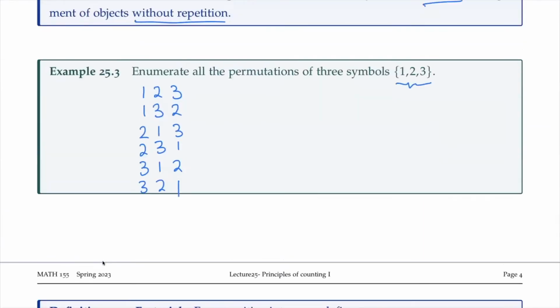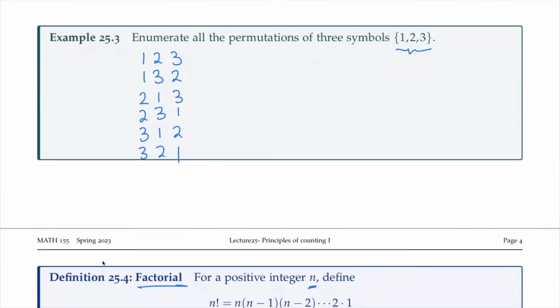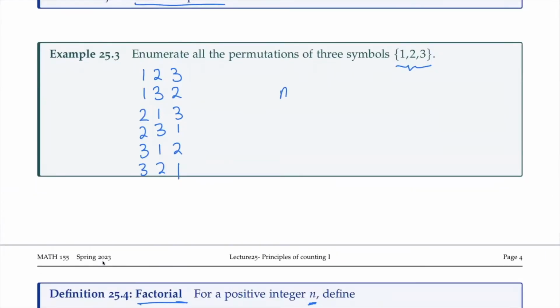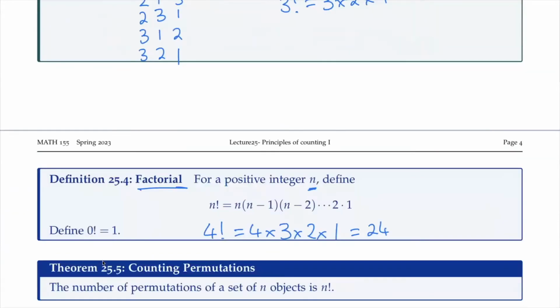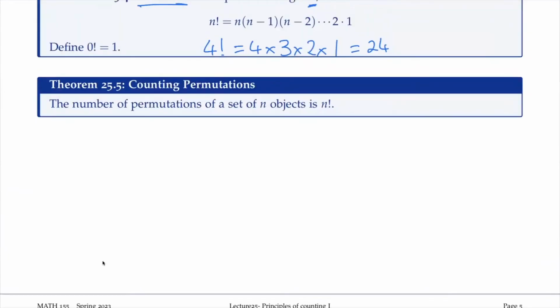If we go back to the example above here, we had n equal to 3. So if we think about 3 factorial, that's 3 times 2 times 1, which is equal to 6, which is the number of permutations that we had above. So this is our total number of permutations.